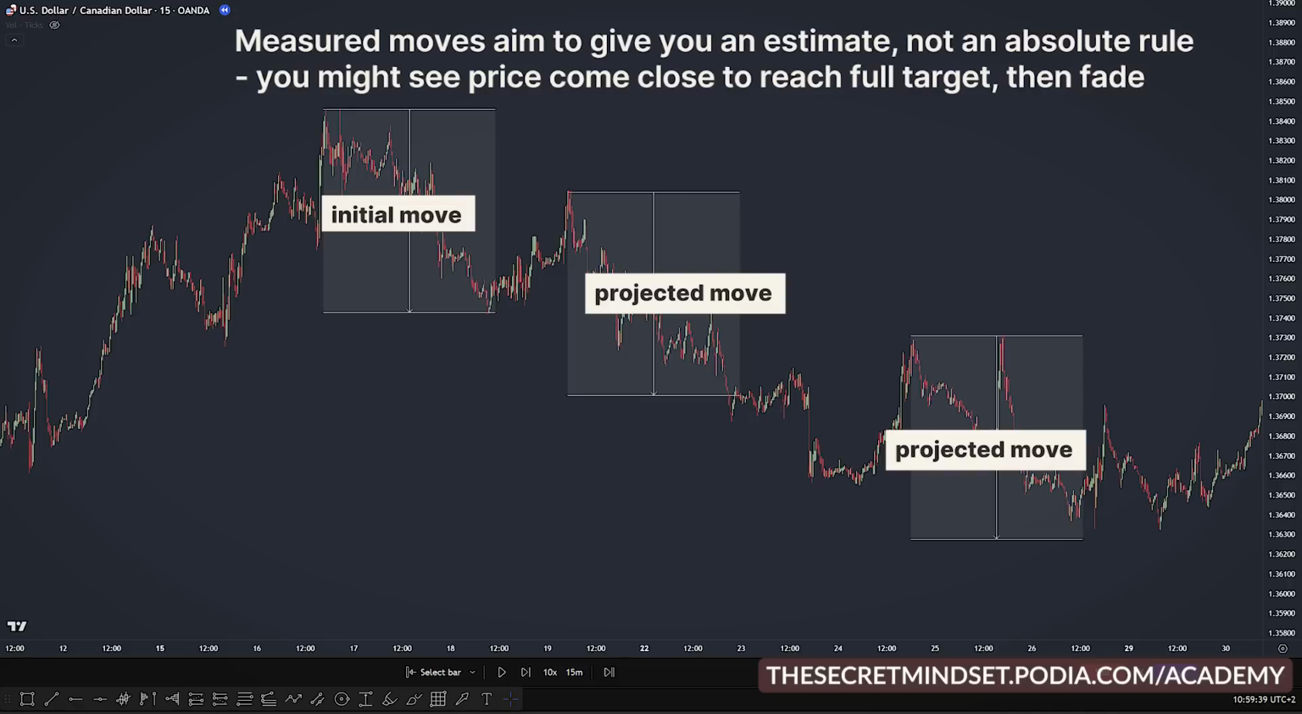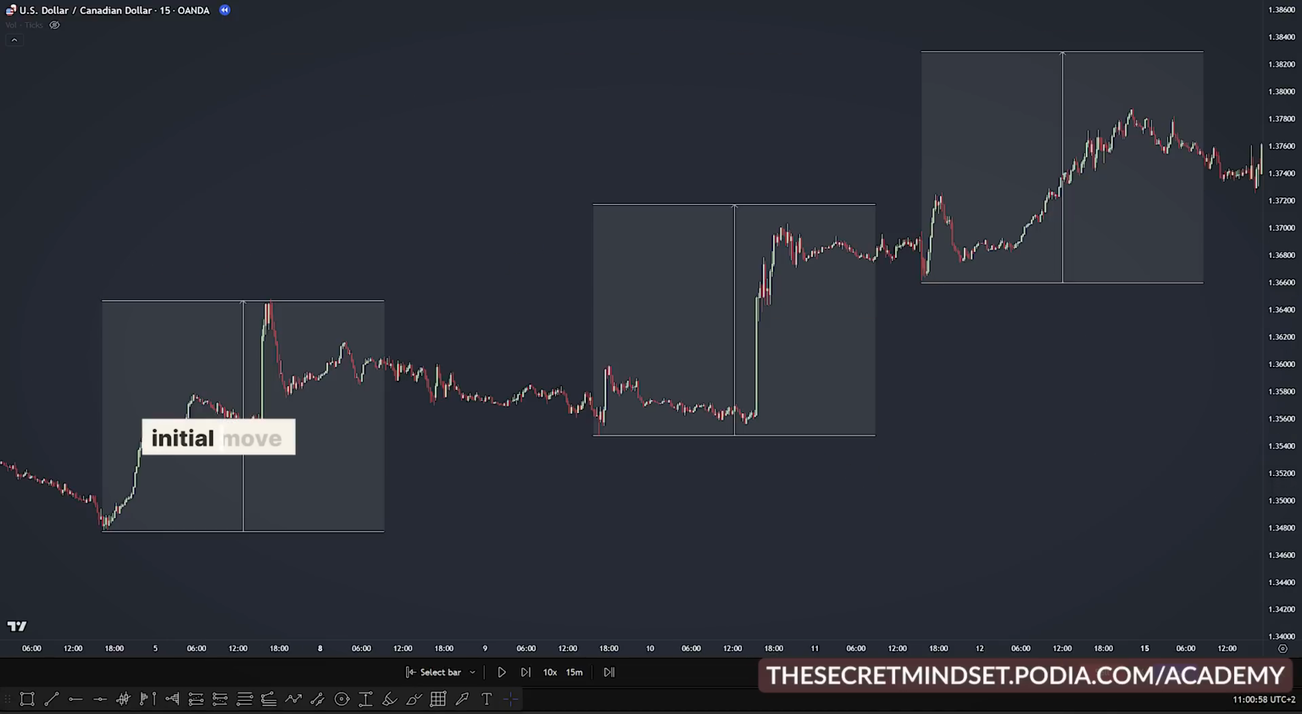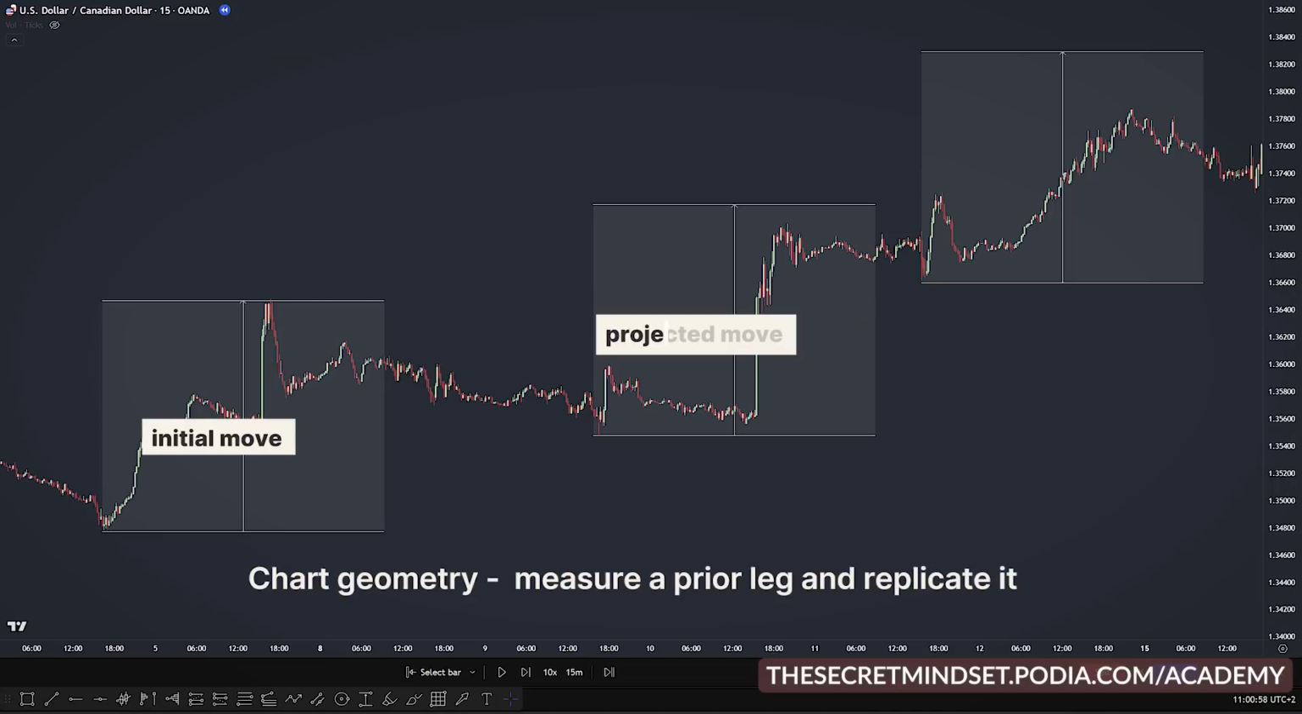You might see it come close, then fade, or you might see it power right through. Measured moves aim to give you a ballpark estimate, not an absolute rule. But this concept can also help you with risk assessment and with your targets. This is a simple chart geometry approach. You measure a prior leg and replicate it. You see if the market respects that geometry.